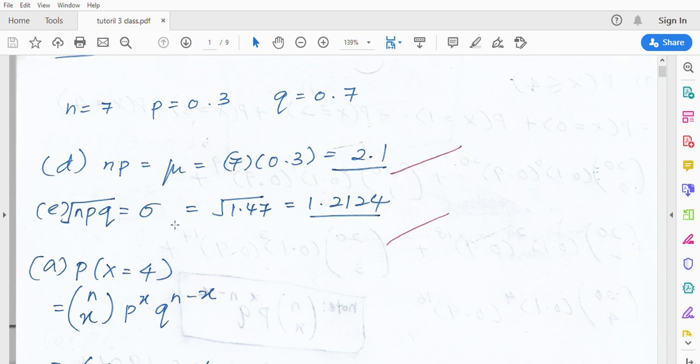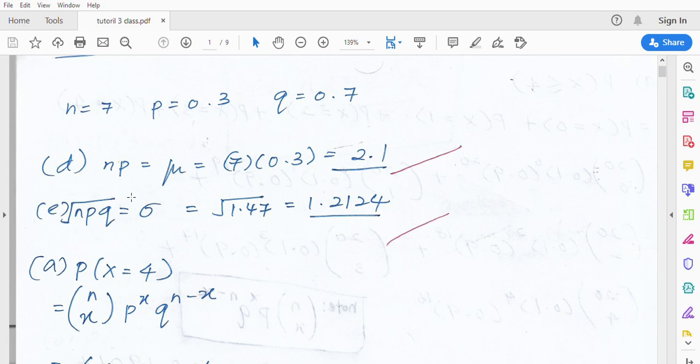Then D and E: the question is to find the mean and also the standard deviation. For D, the mean for the binomial distribution is simply n times p. We get the information from the question, so simply multiplying, we get 2.1. And E is to find the standard deviation. Use the information given above, but to find q, we do 1 minus p, which is 1 minus 0.3, and we get 0.7.